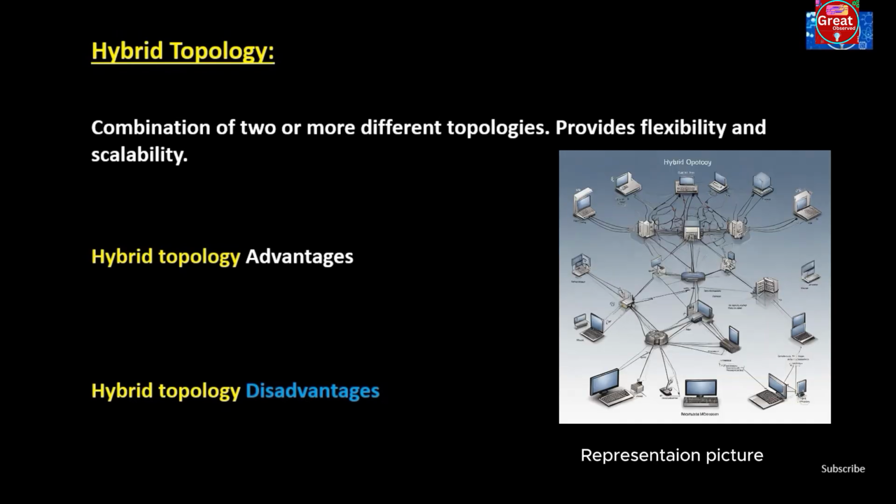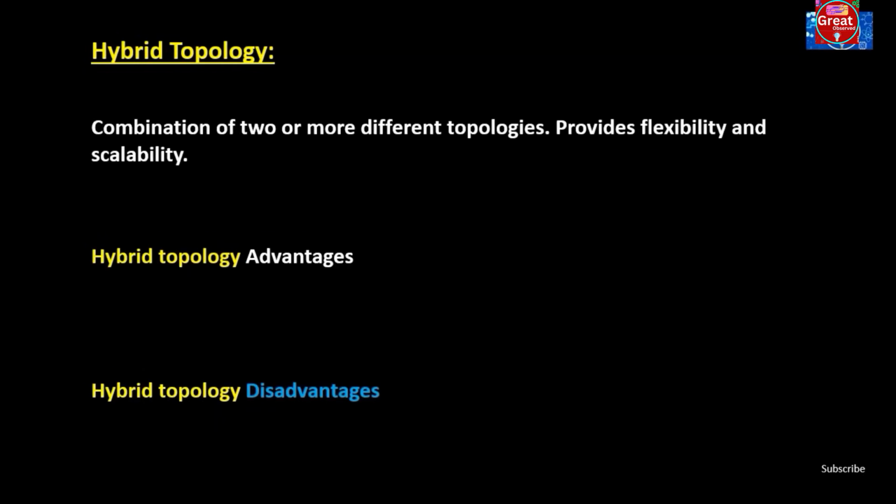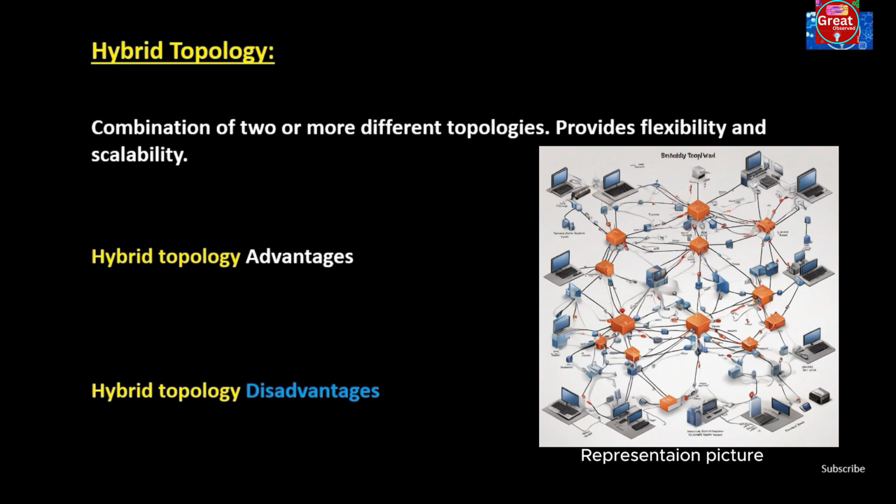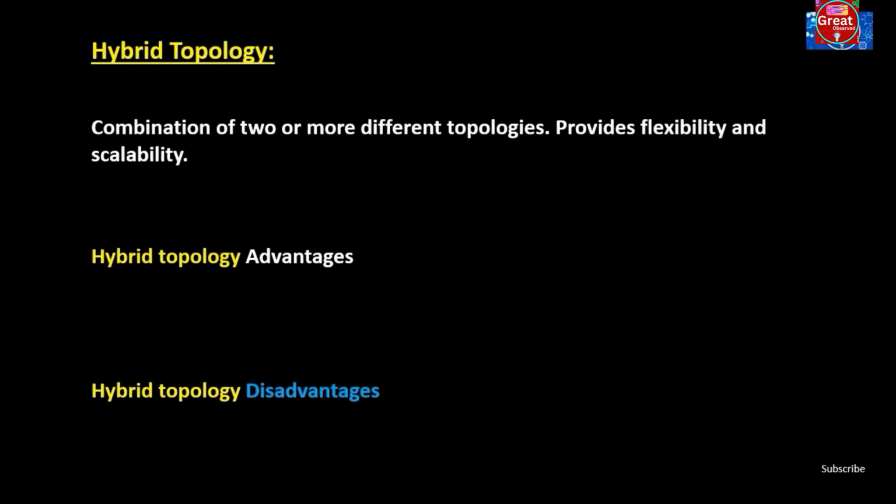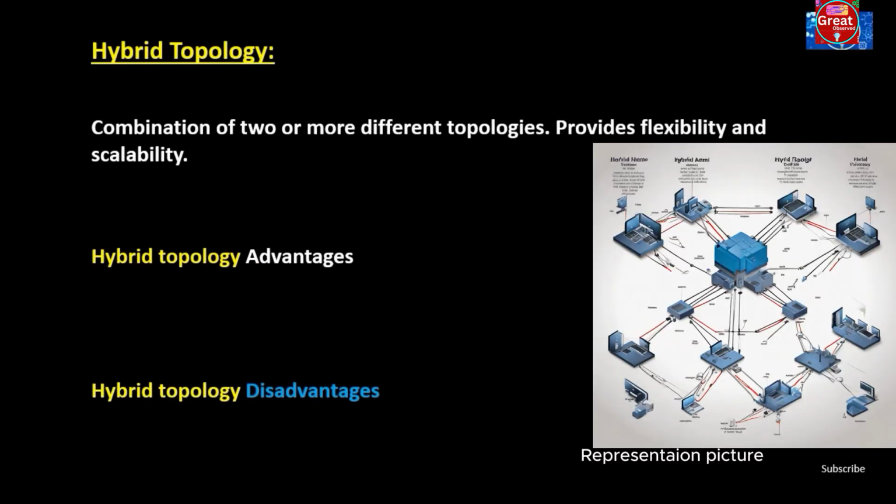Hybrid topology limitations or disadvantages. Hybrid topologies come with certain disadvantages such as increased complexity in design and management. Integrating different topologies requires careful planning and can make troubleshooting more challenging. The cost of implementation and maintenance may also be higher due to the combination of various technologies. Additionally, there is still a potential for a single point of failure depending on the specific combination of topologies chosen.